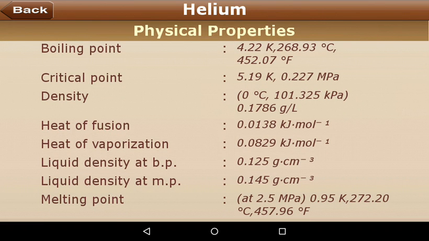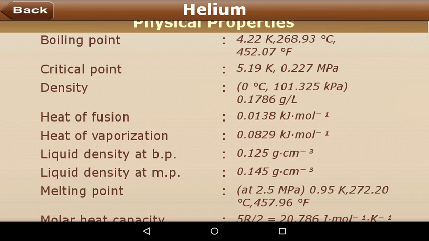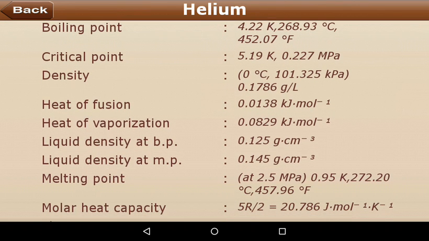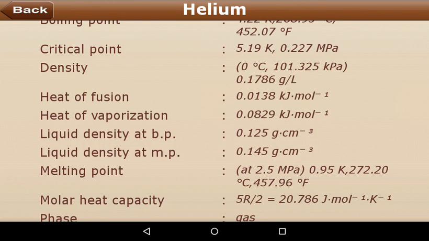Now look at the critical point, which I mentioned earlier. If you don't know what critical point means, you have to go back and watch my videos on the hydrogen atom on my YouTube channel. You're going to know much about the critical point. The critical point is 5.19 Kelvin. It has a density of 0.1786 grams per liter.